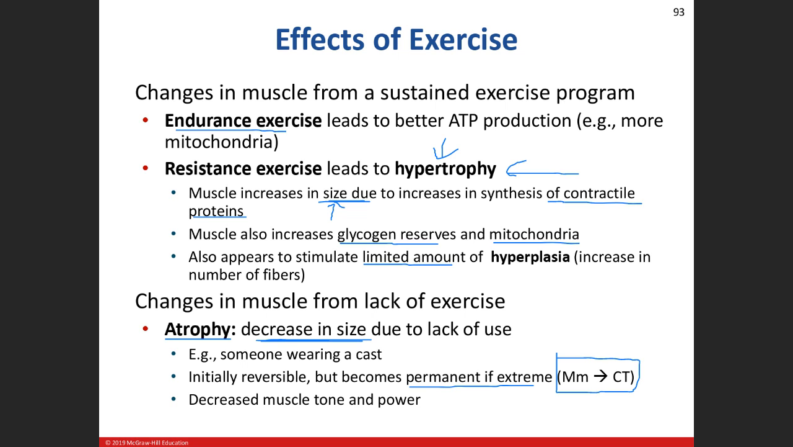Connective tissue can't contract. Connective tissue doesn't have elastic properties. Okay? So you lose the ability to stretch the muscle, lengthen it like it used to be able to lengthen, like through stretching. You lose its ability to contract. Because like I said, connective tissue doesn't contract. Okay? And so if you decrease your muscle tissue amount, you'll lose definitely power and muscle tone.